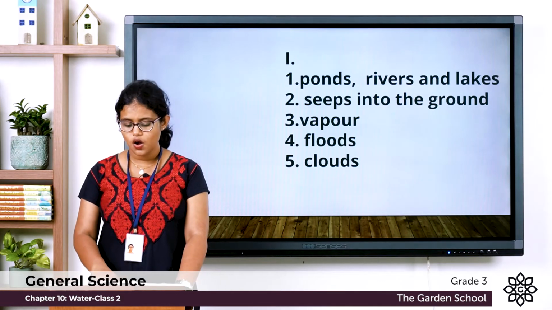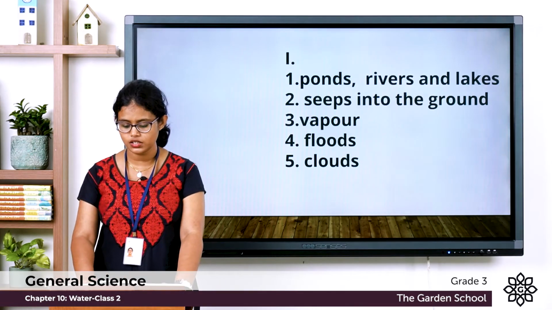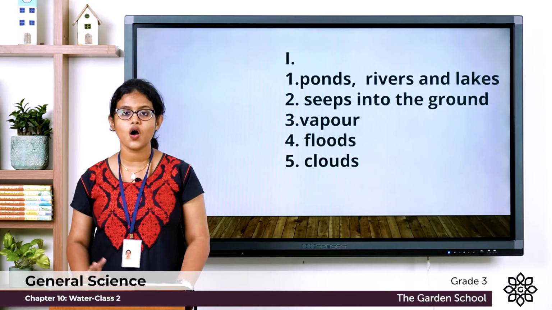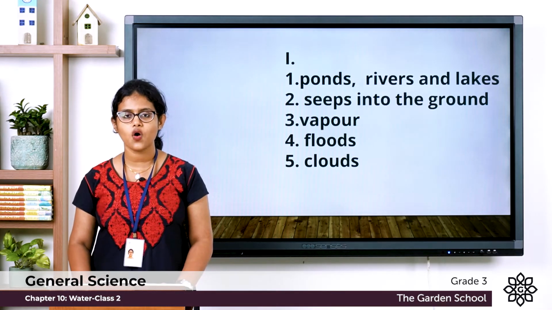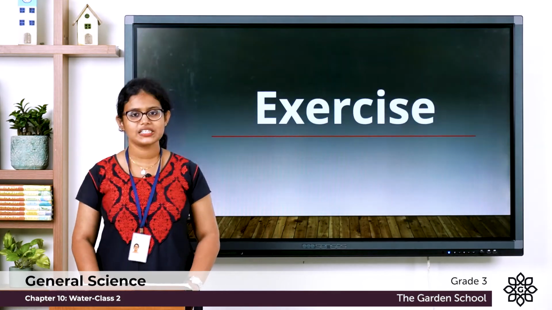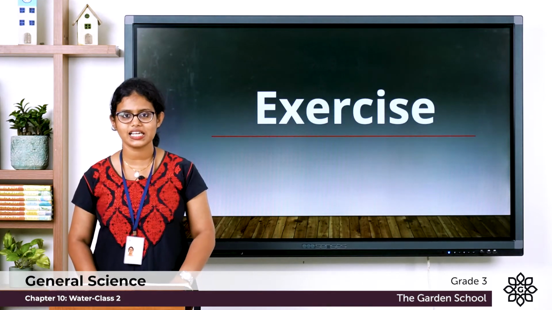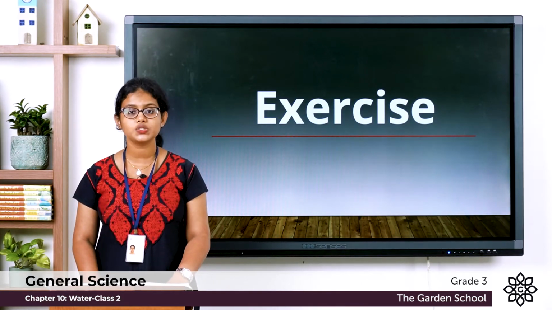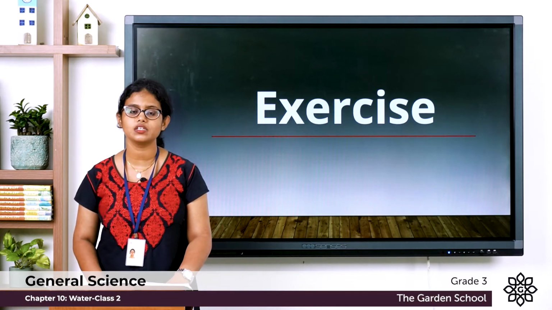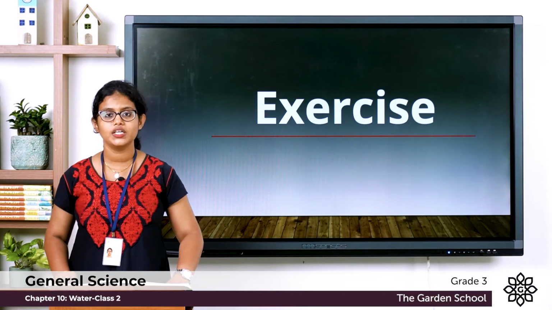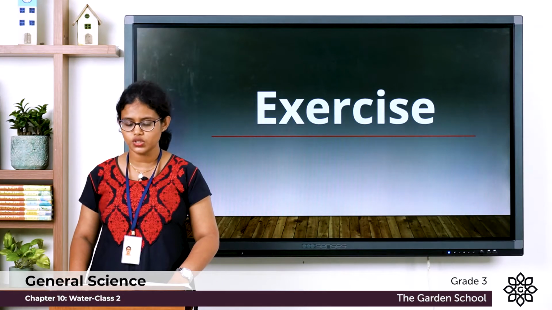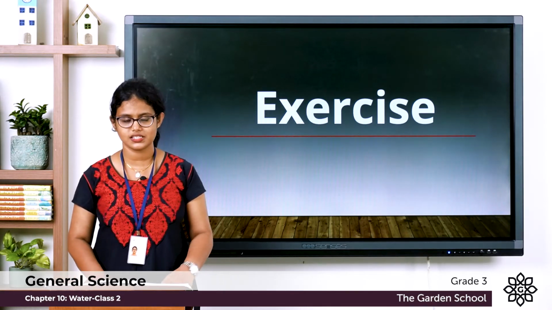Fifth one. Water vapor present in the air rises upwards and forms what? It forms clouds. So now let's move to the second exercise. What you need to do is explain this water cycle. You can see the diagram in 103 and you have to complete this.